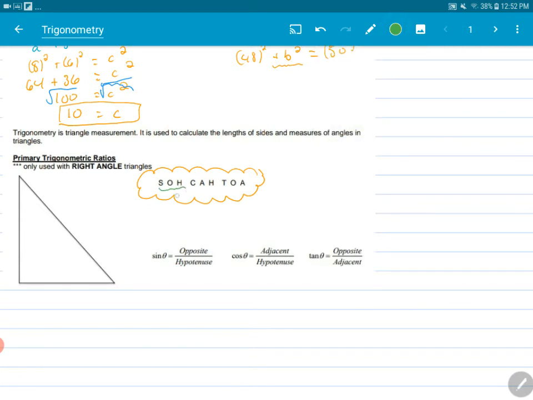Well, the SO comes from sine is opposite over hypotenuse. There's your SO. The CA comes from cos is adjacent over hypotenuse, like a fraction right there. And TOA comes from TOA. Tan is opposite over adjacent. But what are all these words? So let's, on this diagram off to the side here, do some labeling.